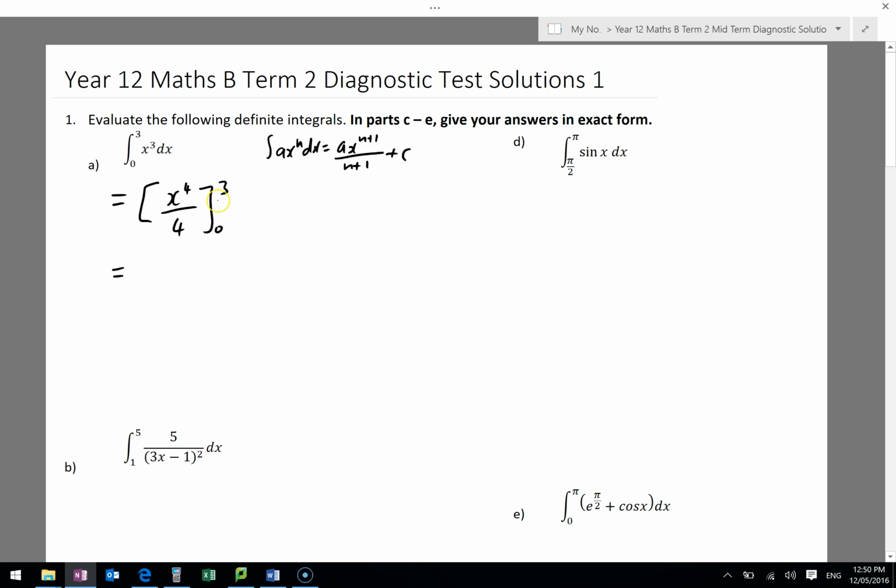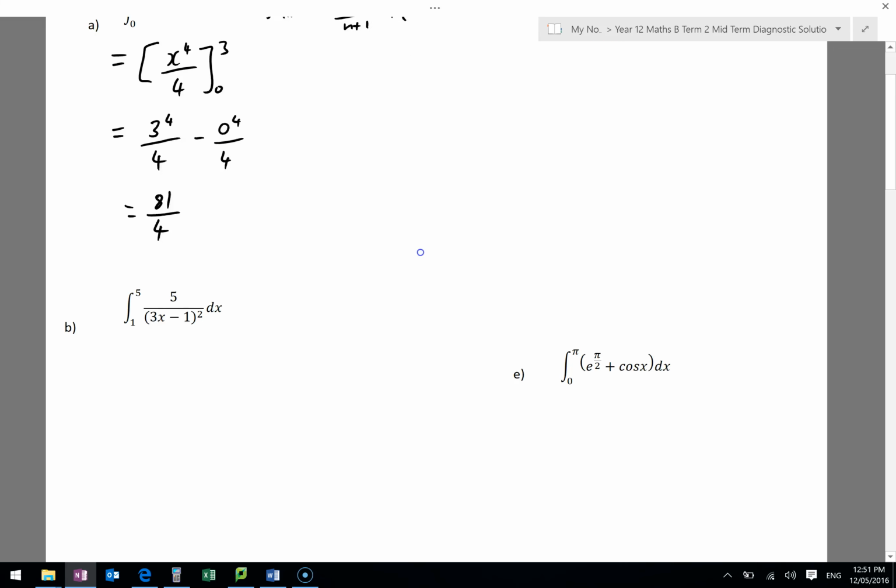From here, substitute in x equals 3 and x equals 0. So 3 to the power 4 on 4 minus 0 to the power 4 on 4. Okay, and then just calculate it from here. 3 to the power 4, we should know from memory, 81 on 4. Okay, that'll do. Try and just keep it in fractional form.